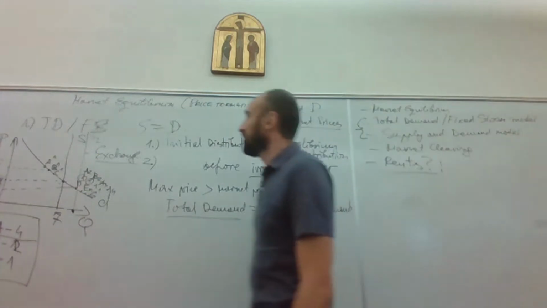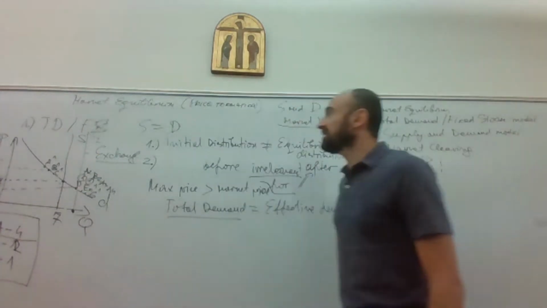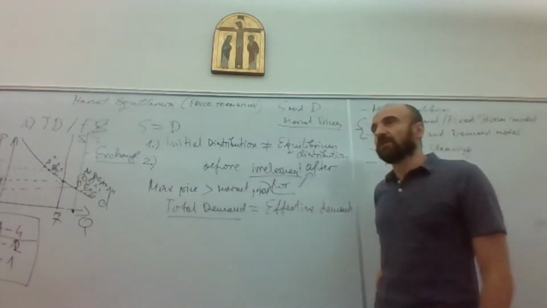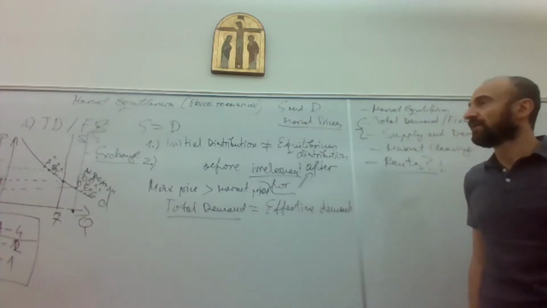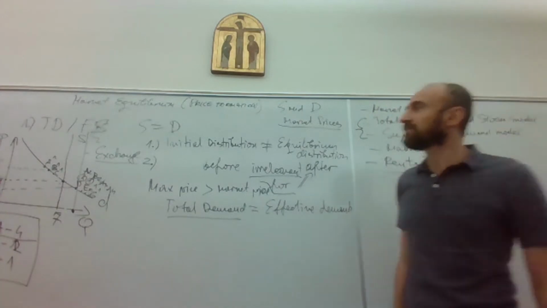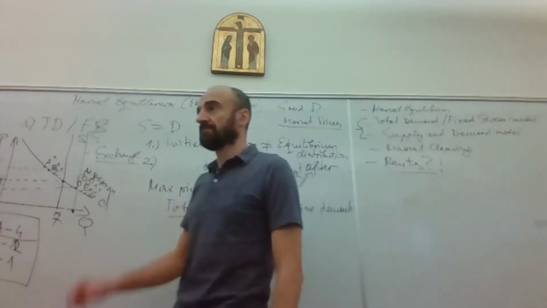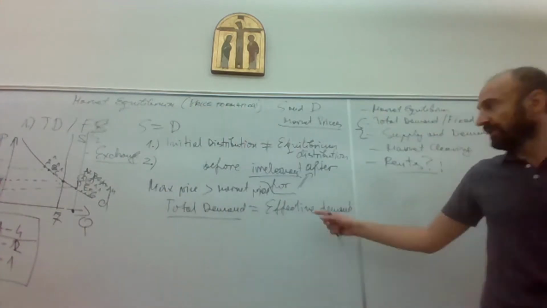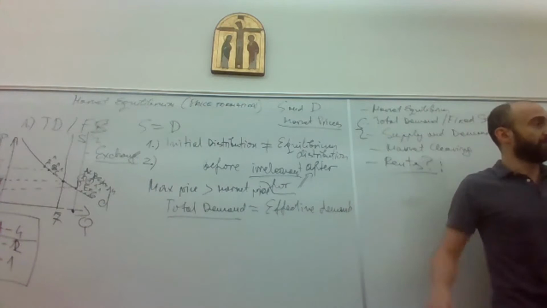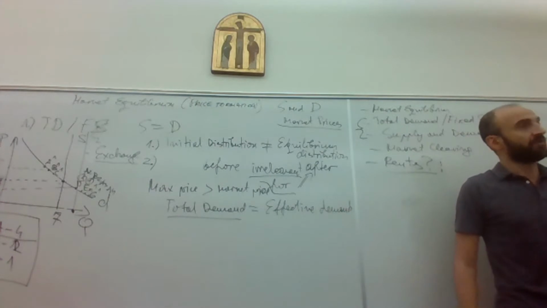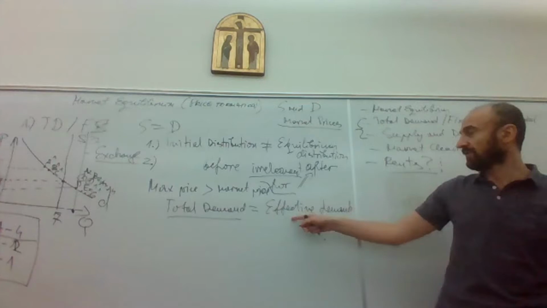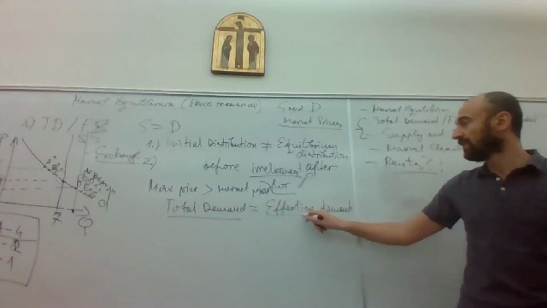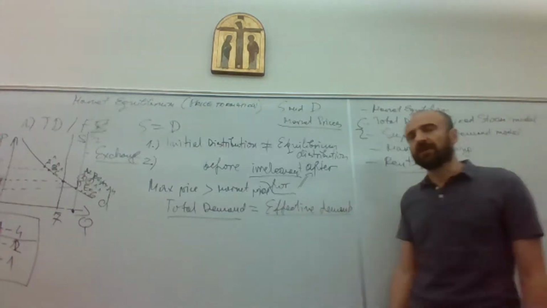So then we can say that the total demand was 7, but only 4 is effective demand, or purchasing demand. That's the number of units that are exchanged on the market. So that's the effective demand, or we can call it purchasing demand.